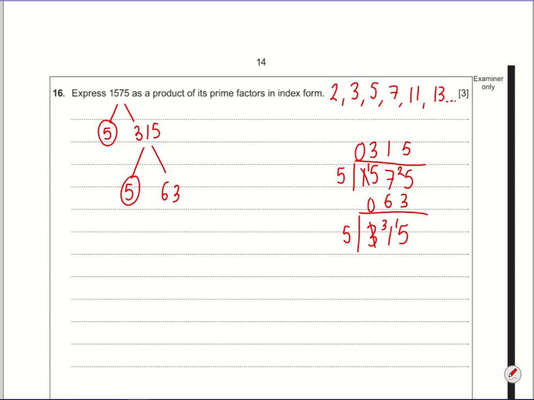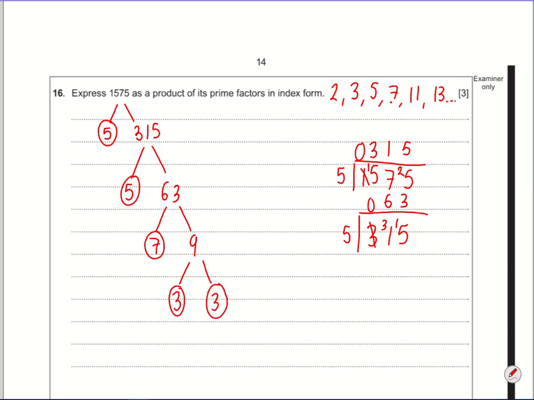Now when I see 63, I immediately think of 7 nines, and 7 is a prime number, so that's a dead end. 9's not a prime number, so be careful. You'd be surprised how many people circle 9 as a dead end. But 9 is 3 times 3, and there you've got your dead ends.